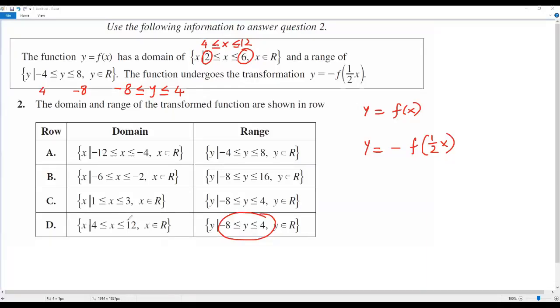So already we got the domain of the transformed function, that is 4 less than or equal to x less than or equal to 12. And now we got the range of the transformed function, that is -8 less than or equal to y less than or equal to 4. So the correct answer choice for this question is option D.